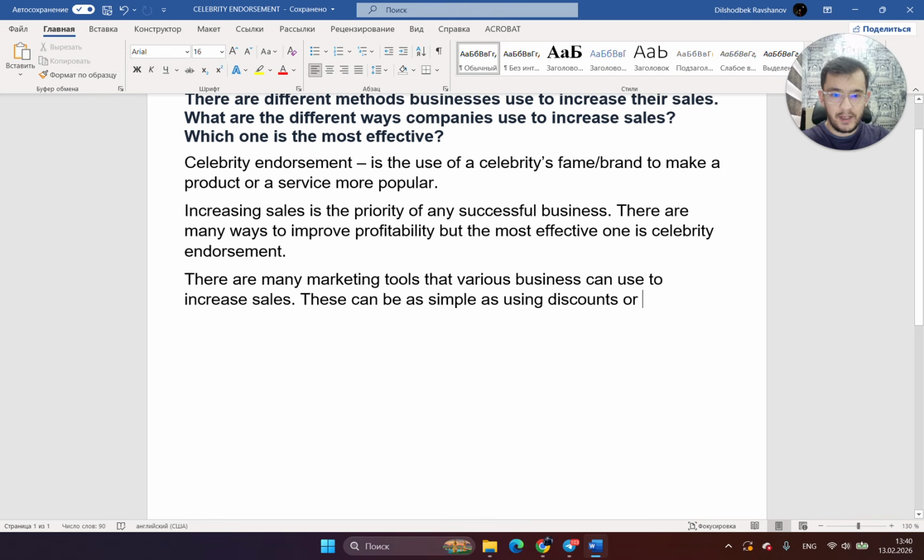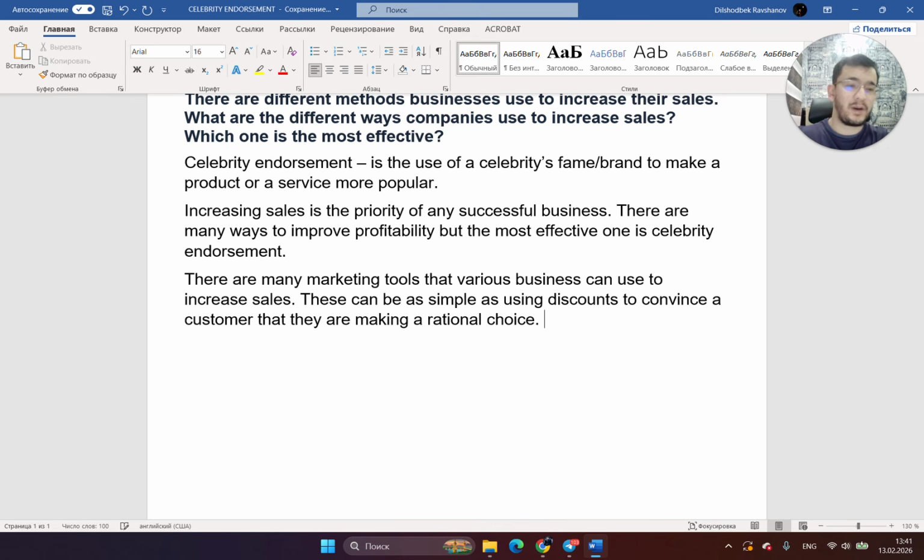So let's go back. But let me just start with discounts first. So these can be as simple as using discounts to convince a customer that they are making a rational choice. Remember, it's price manipulation. So when you're buying something at a discounted price, they're convincing you that you're very smart and that you're buying something for a much cheaper price. Maybe it is, and maybe it's not, but that's what happens in the mind of a customer.